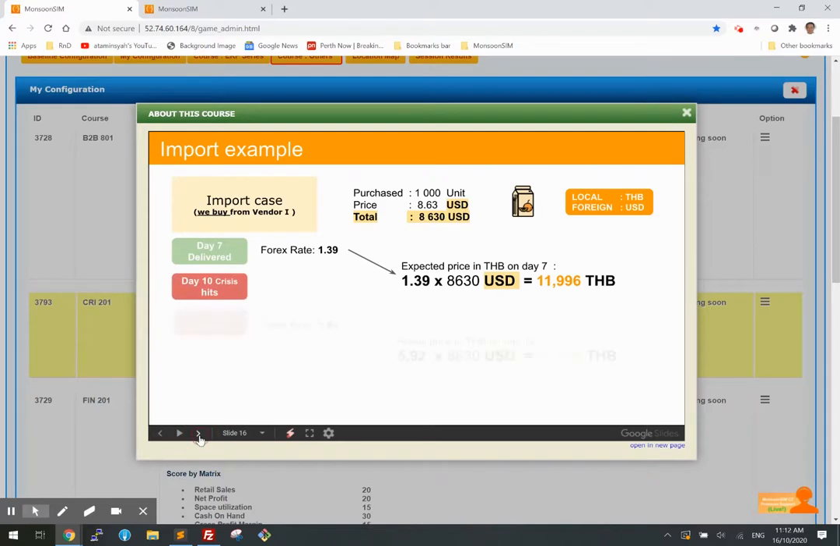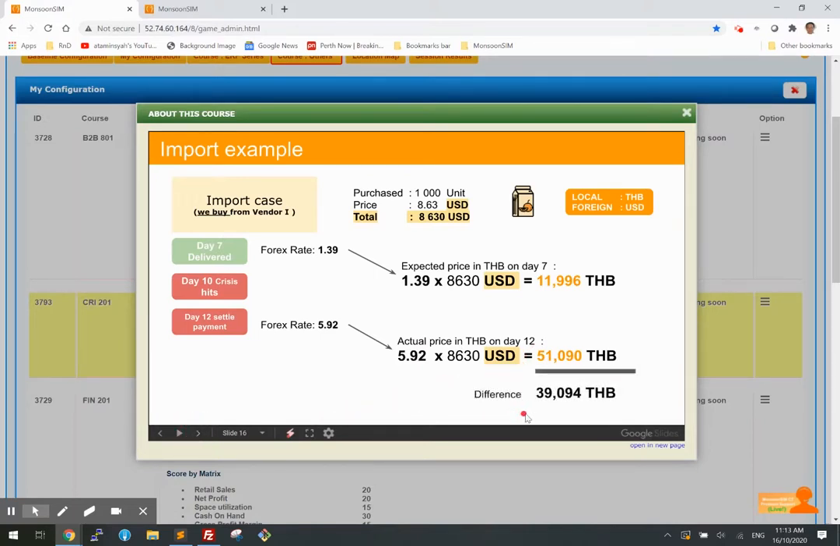However, on day 10, the crisis hits, and on day 12, when you settle the payment, you are already looking at a foreign exchange of 5.92. So $1 becomes 5.92. So what happened now? You need to pay this much Thai baht. What will happen then is that the difference is this amount of money, and it means that you suffer a forex loss of 39,094 Thai baht. You have to cough up more Thai baht in order to settle the payment.